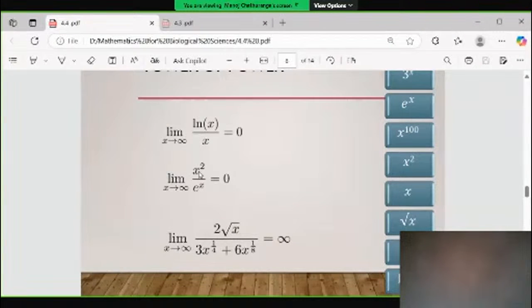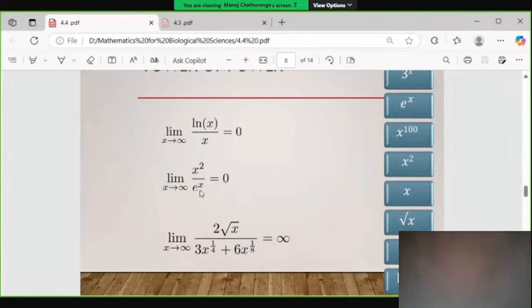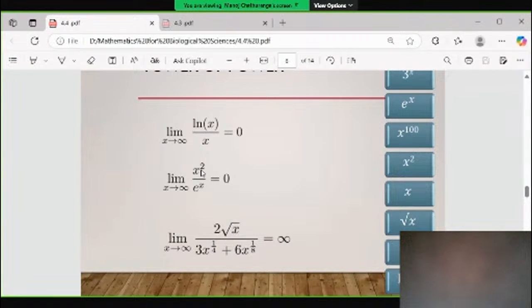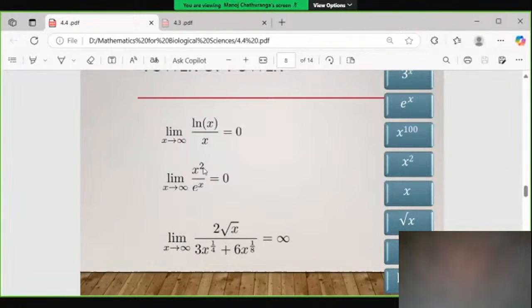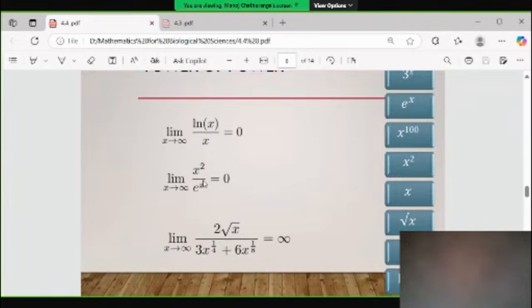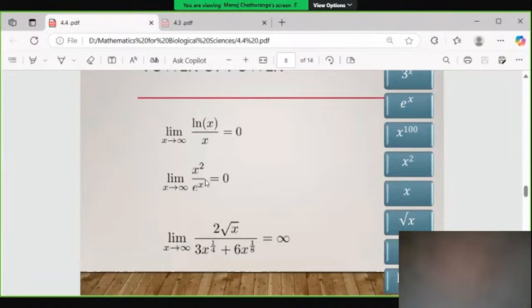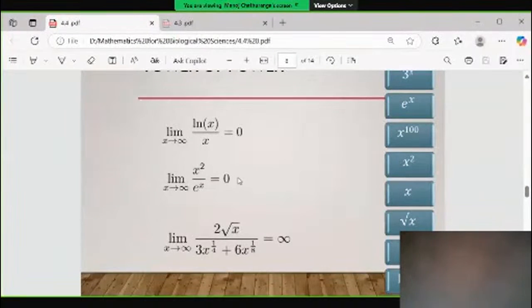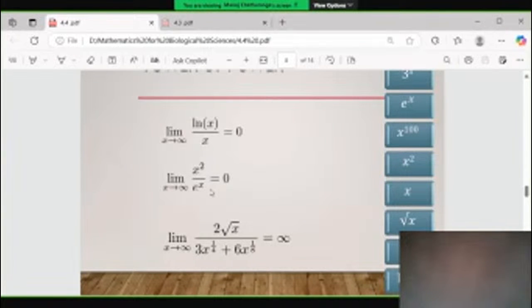And x squared and e to the power x. Think about this ratio. On the power tower, e to the x is at a higher level compared to x squared, right? Because e to the power x is an exponential function. So the denominator gains much faster. So this answer must be 0. For very large x values, x is very large compared to x squared.